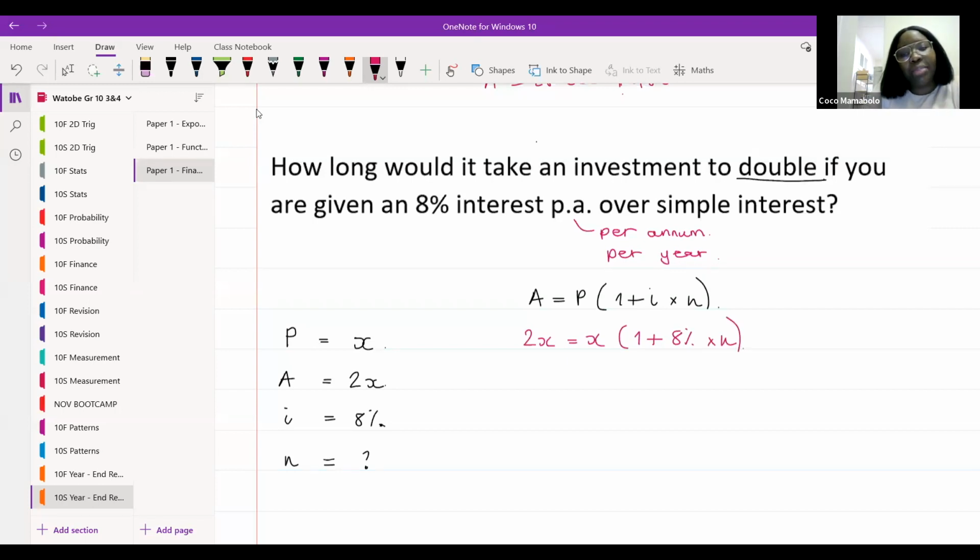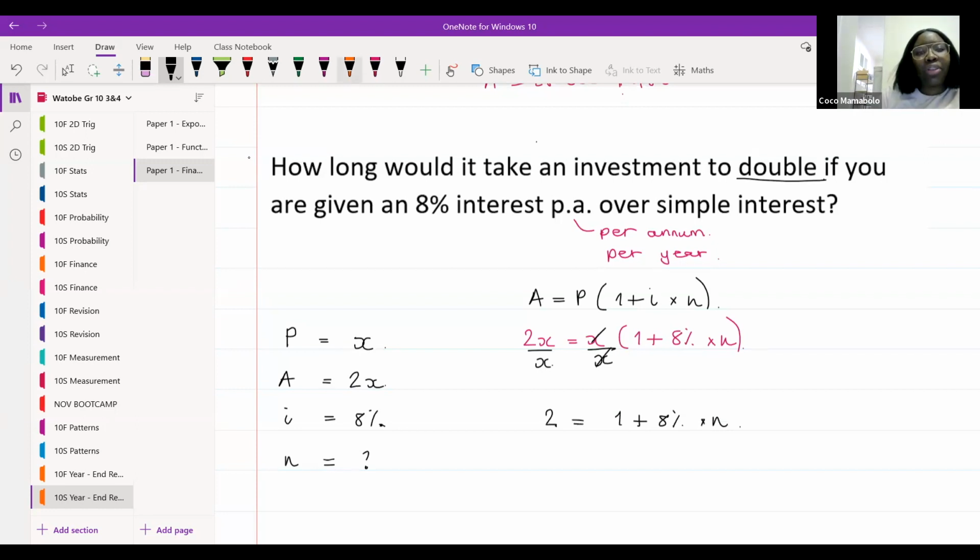Now I want to make n the subject of the formula. What is my first step? Correct, Tatum, 100% correct. What is my first step over here, guys? I'm going to divide both sides by P, right? Not divided by 8. By P, which is actually x. So I'm going to divide by x on both sides. Now I've got 2x divided by x. What is 2x divided by x going to give us, guys? It's just 2. Thank you, Jenna. Thank you, Nico. That's it. It's just 2. So now I've got 2 is equal to 1 plus 8% times n.